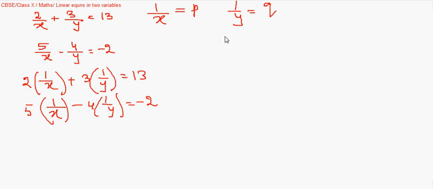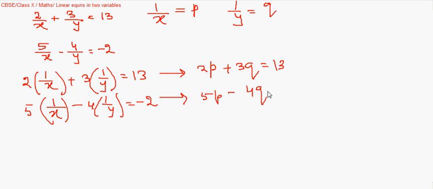Now we have assumed 1 by x to be p and 1 by y to be q, so our equations become 2p plus 3q equals 13, and 5p minus 4q equals minus 2. We will solve this and find the answers for p and q.